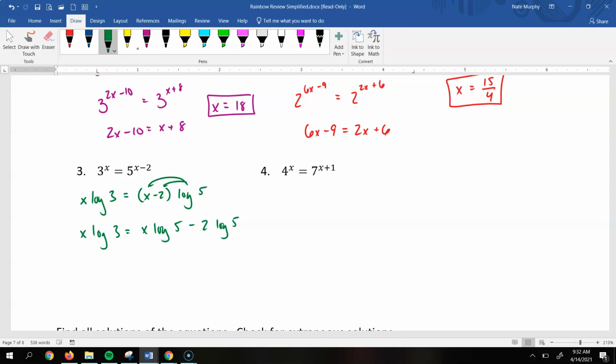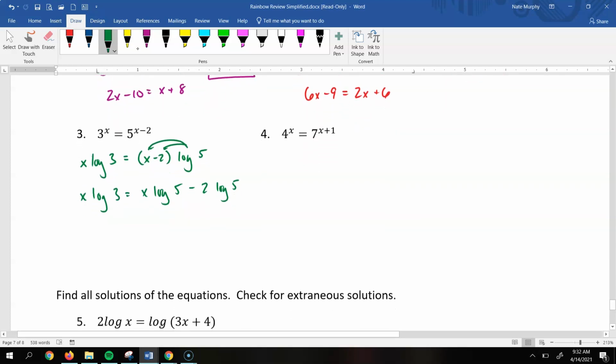And so the next thing I'm going to do is get all my variables on one side of the equation and my numbers without a variable on the other side of the equation. So I have x log of 5 on the right that I want to get to be on the left. So I'm going to subtract it from both sides. So we'd have x log of 3 minus x log of 5 equals negative 2 log of 5.